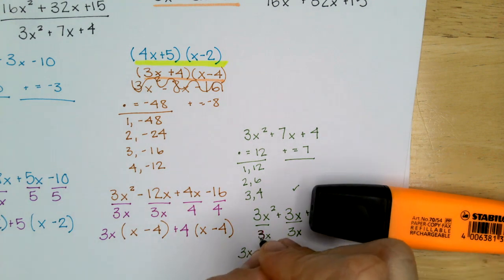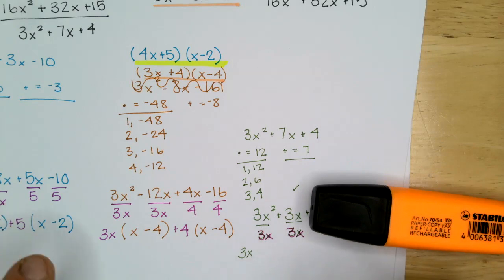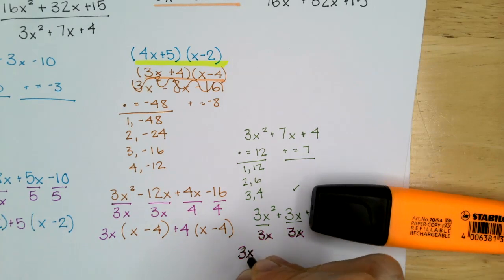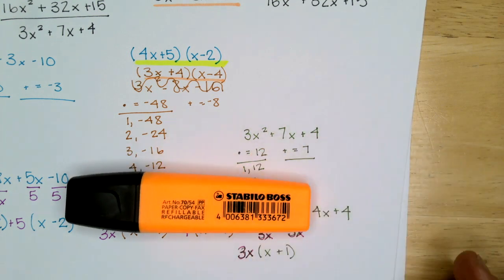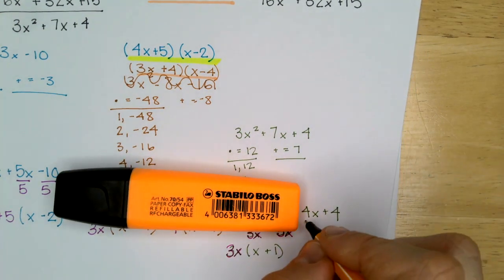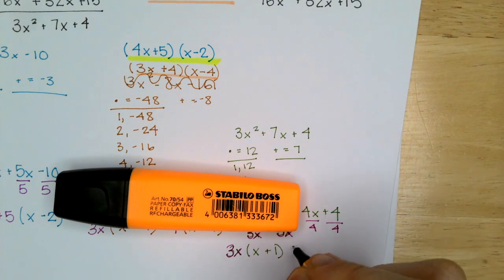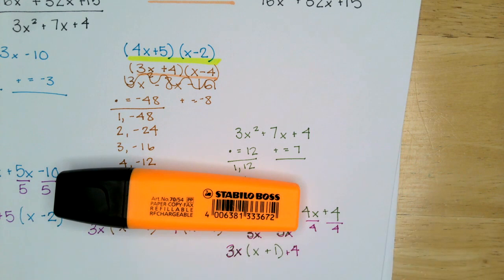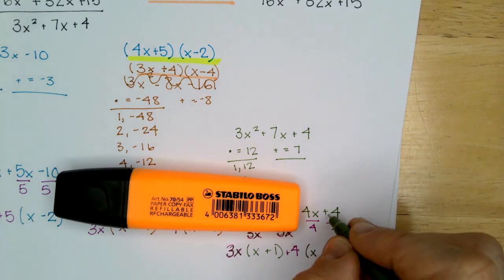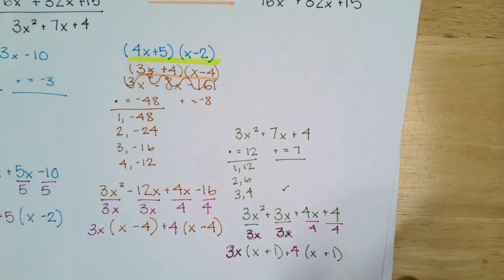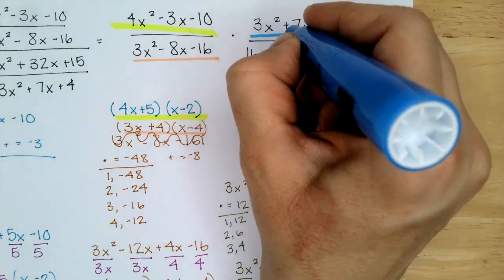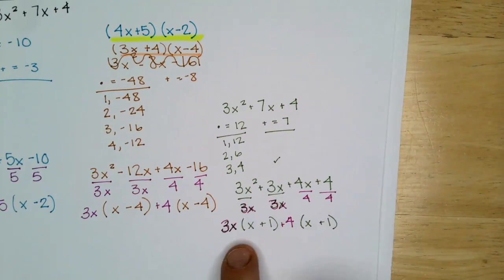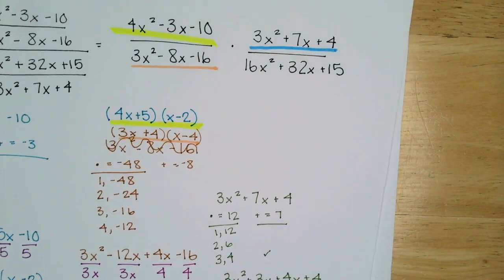Sorry, it should be more like this. 3x, keeping with my pattern. So that's a 3x. 3x squared divided by 3x just leaves me with x. 3x divided by 3x is 1. 4x plus 4, I can divide out a 4. So that's going to be plus 4. 4x divided by 4 is an x. 4 divided by 4 is a 1. So this one, 3x squared plus 7x plus 4 becomes 3x plus 4 times x plus 1.